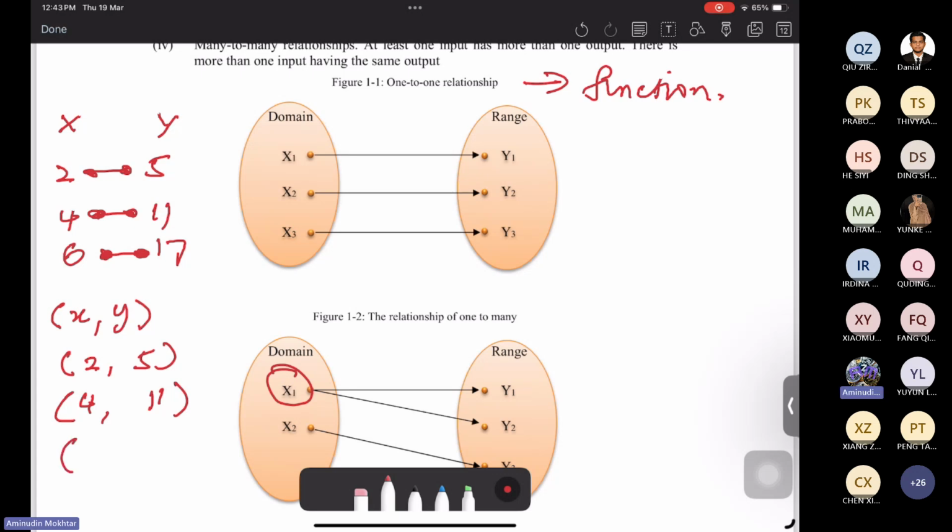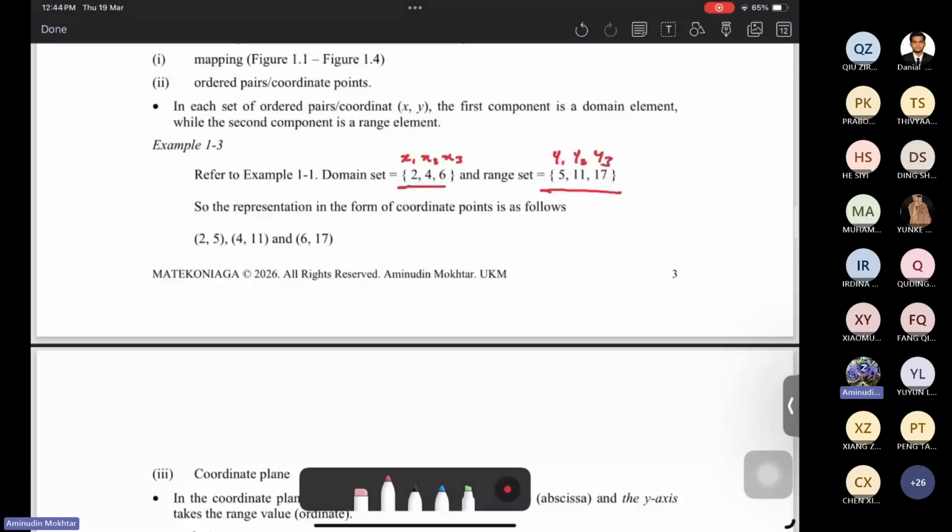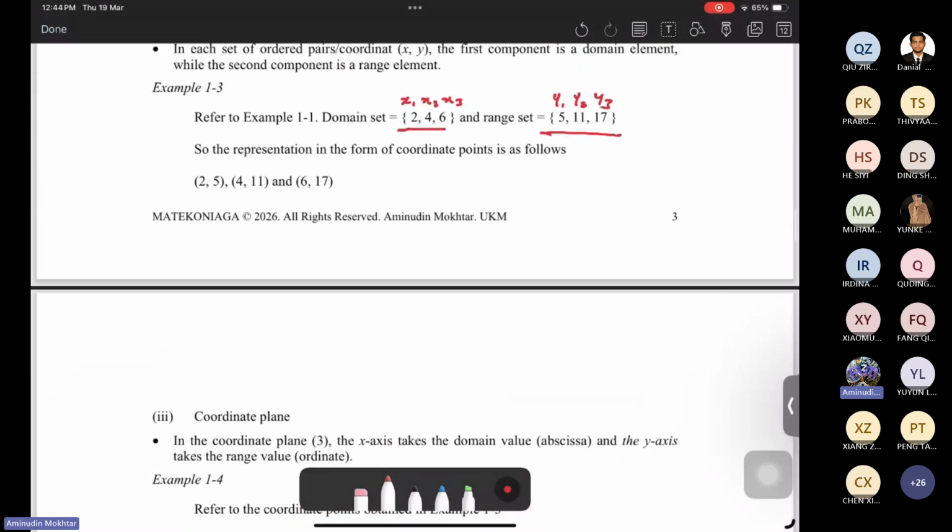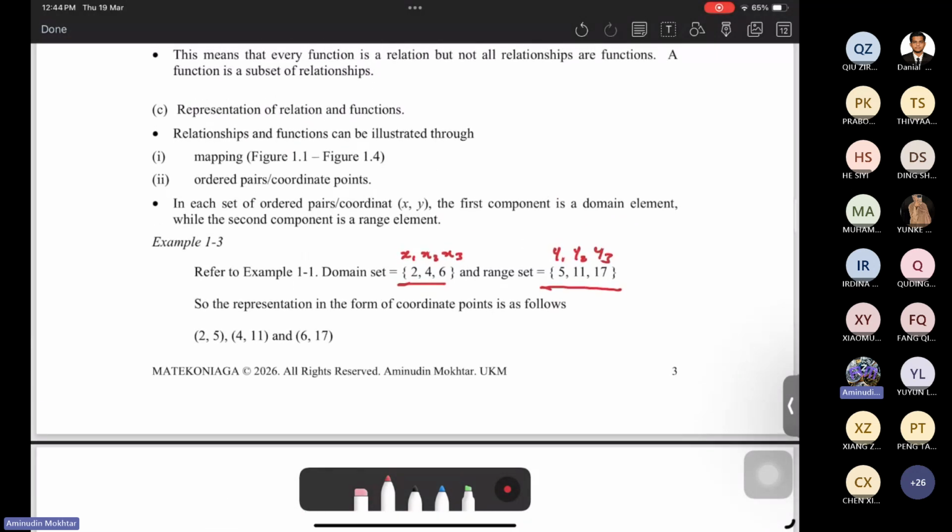If x equals 6, y equals 17, so the coordinate point is (6, 17). That is the coordinate point. We have open bracket and close bracket here. The first number is for x, the second number is for y. This also represents domain and range. That's the first method. The second method, we just write the coordinate points.